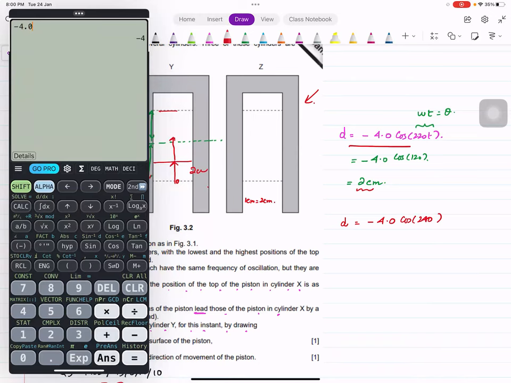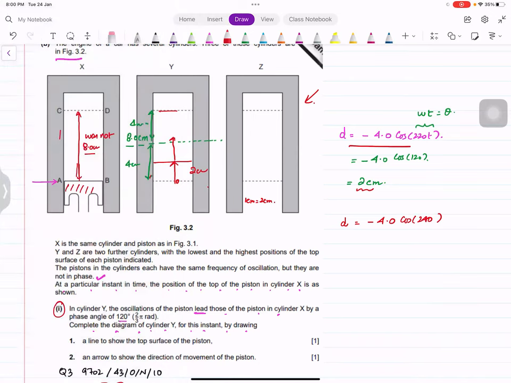Sir, 4 centimeter will come, I think. Yes, because 120 is 2, so 240 will become 4. Yeah, that would be right. So minus 4 cos 240 is 2. Then it's the same. You have to draw the same line, but remember wherever that line is. Radhika, is it telling us it is leading or lagging? It should be leading, right, from here as well.